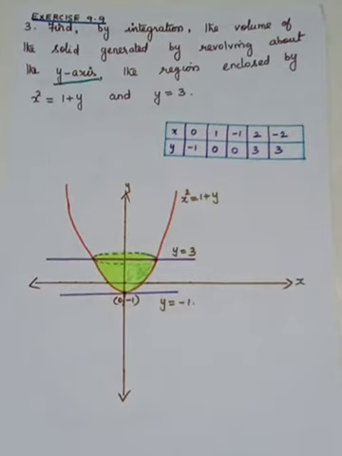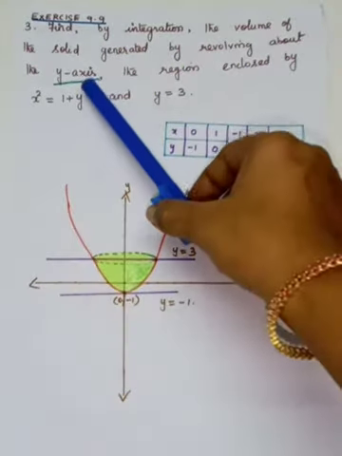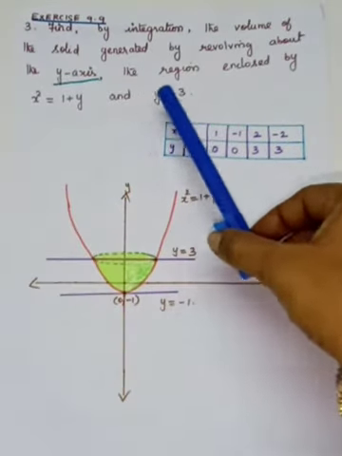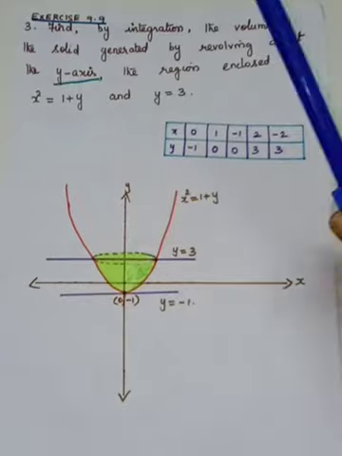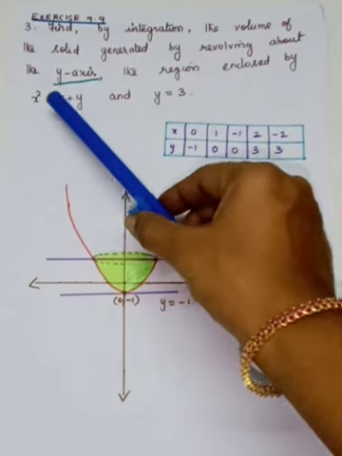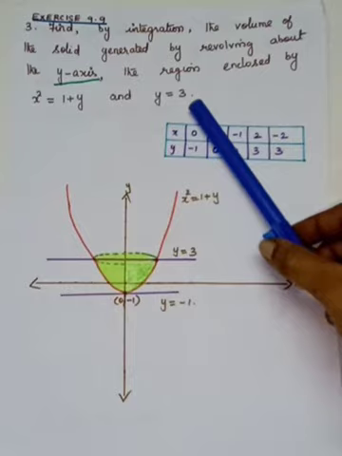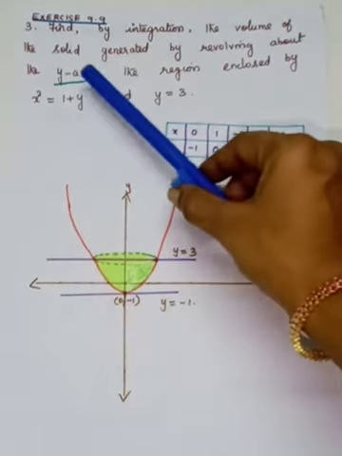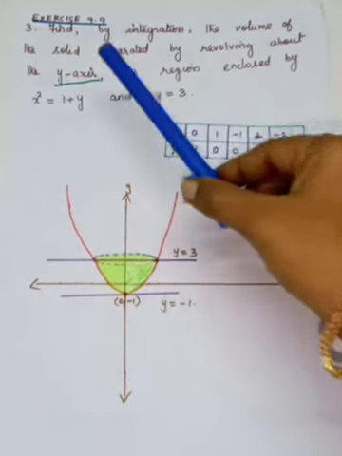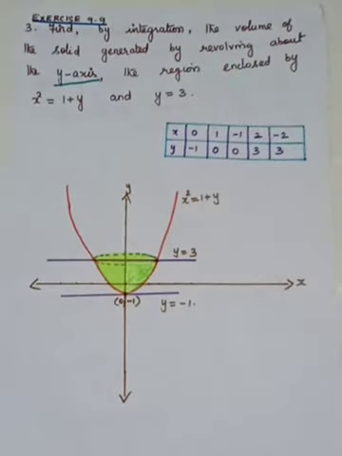Find by integration the volume of the solid generated by revolving about the y-axis the region enclosed by x squared is equal to 1 plus y and y is equal to 3. See, the area of the region bounded by the curve x squared is equal to 1 plus y and y is equal to 3 is revolved about the y-axis. We are getting a solid and we are going to find the volume of the solid by integration.